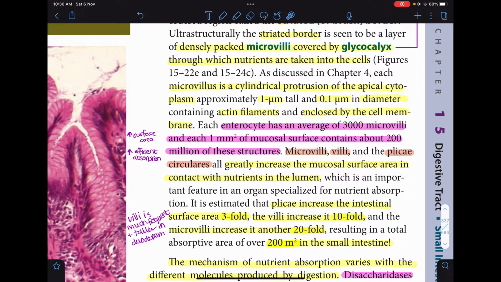وعندنا هدول structures اللي هم المايكروفيلاي الفيلاي and the placocercularis because the small intestine is specialized in absorption. ف we need these structures عشان يصير في عنا a more efficient absorption لأن كل ما زاد ال surface area كل ما زاد ال absorption and كل ما زاد ال chance of an efficient absorption.